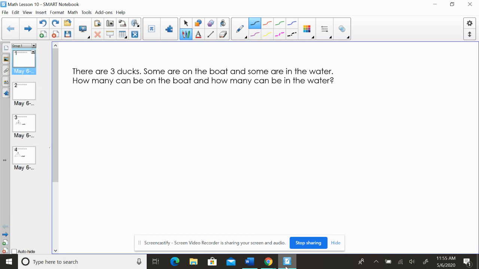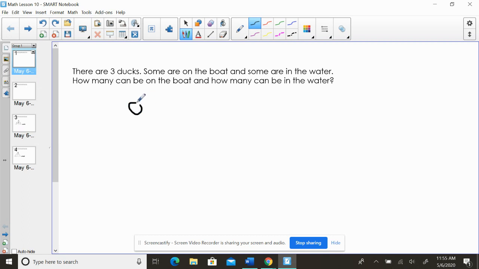The first story problem says, there are 3 ducks. Some are on the boat and some are in the water. How many can be on the boat and how many can be in the water? So we need to draw 3 ducks because we know there are 3 ducks total. And we need to figure out how many can be on the boat and how many can be in the water.